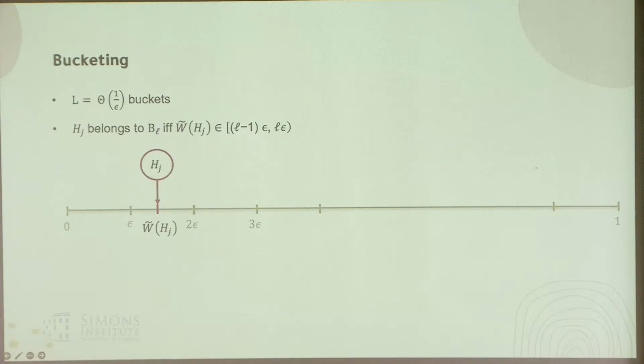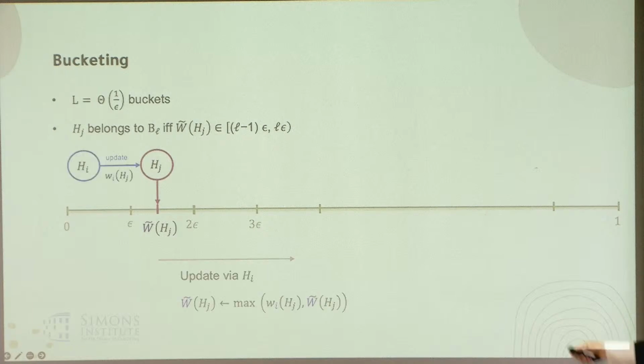So the main backbone of our algorithm is a bucketing scheme. All the scores are always between 0 and 1, and we partition the interval [0, 1] into intervals of length roughly epsilon. Depending on where the current score of a hypothesis is, it goes to the corresponding bucket. So if W tilde is between epsilon and 2 epsilon, then H_j belongs to the second bucket. We have theta of 1 over epsilon buckets here.